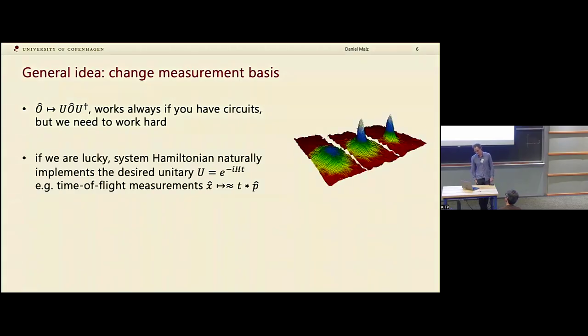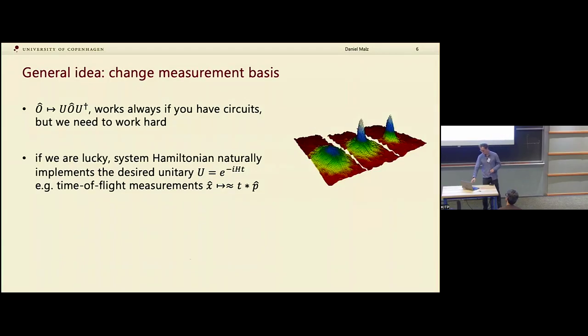Sometimes you also get lucky. And the famous example is time of flight measurement. Sometimes the natural system evolution already gives you the desired unitary to transform one basis into another. So these time of flight measurements map the momentum operator onto the position operator. If you measure the position distribution after a long time, you essentially record the momentum distribution in the initial state. That's, of course, the famous discovery of the BEC that was done in this way.